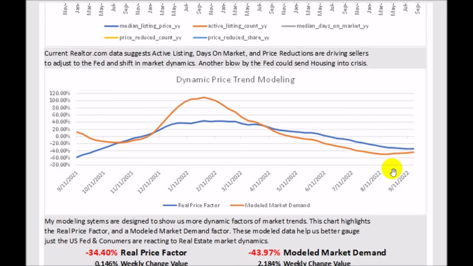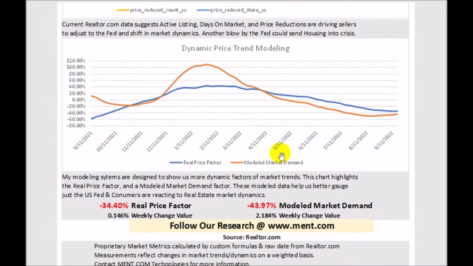You can see here that price demand is very weak. So look here, real price factoring is minus 34%. That would be year over year. Weekly change, it went up just a small percent over last week. Modeling market demand is minus 43.97.